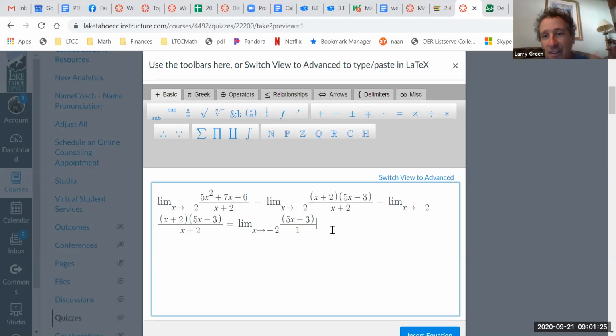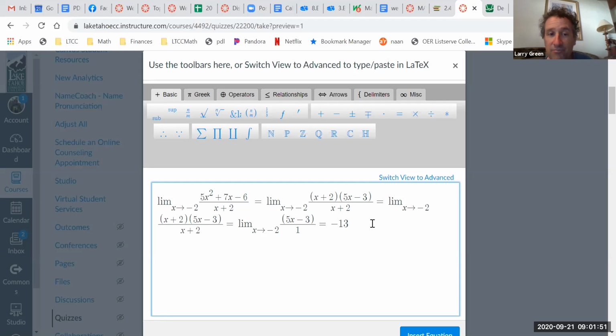Okay, what do you always do right after you cancel? Plug in. We plug in. This isn't supposed to be hard. What is 5 times negative 2 minus 3 over 1? Negative 13. It's supposed to be pretty easy arithmetic. Negative 13. Any questions on that?